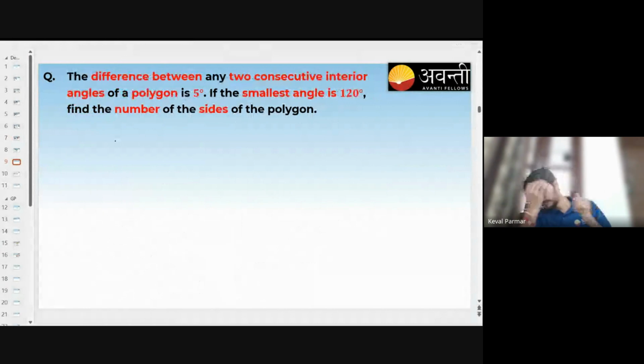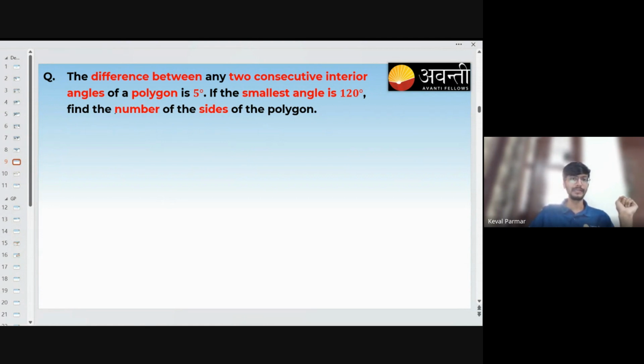The difference between any two consecutive interior angles. Okay, let me give you time to read it. Here a good property of polygons will be used. Got it? So find the number of sides of the polygon.